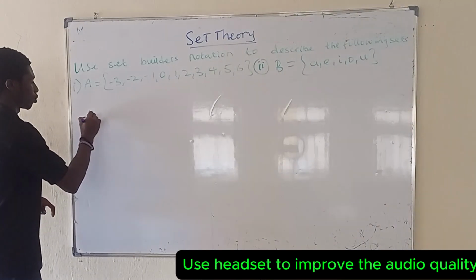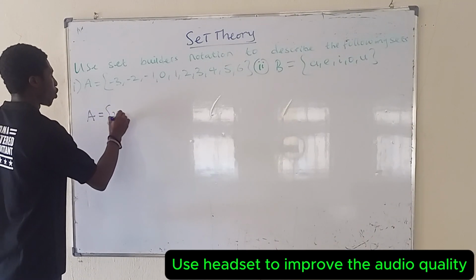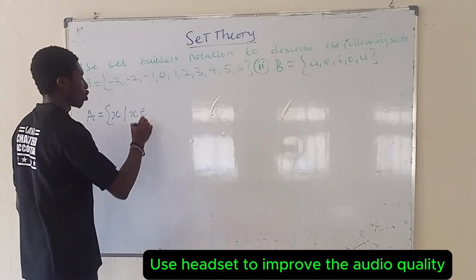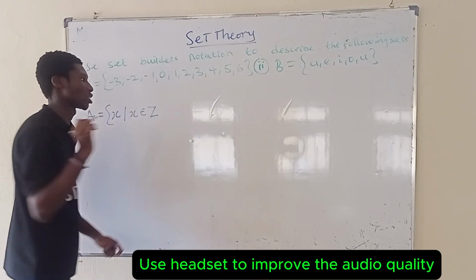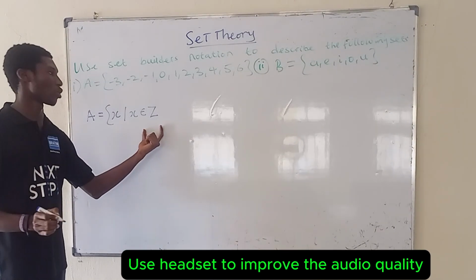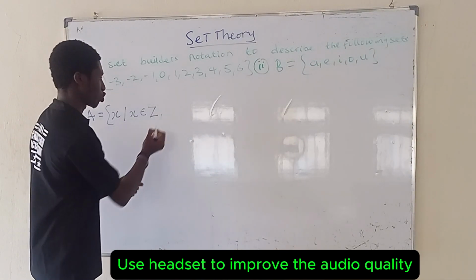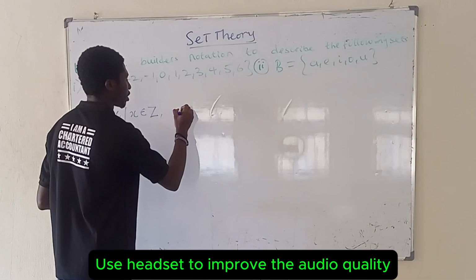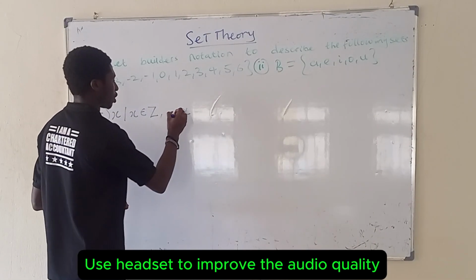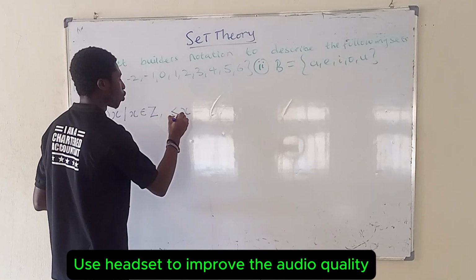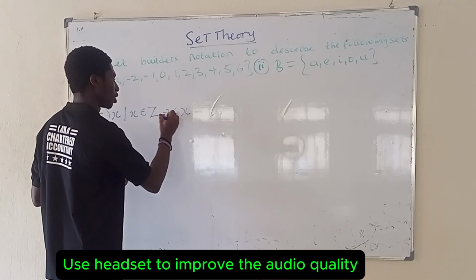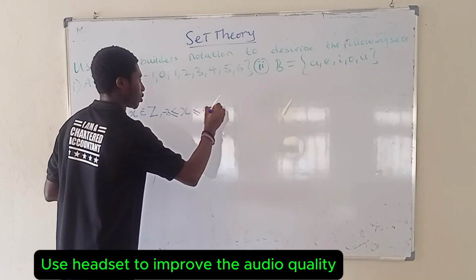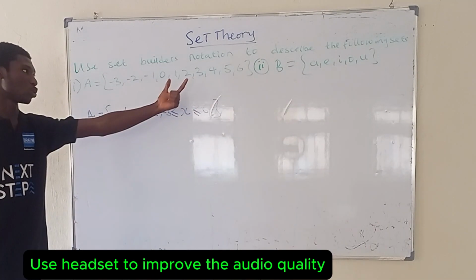Now, A will be equal to a set of all x, such that x is an element of what? Integers. Finally, we have gotten the first step correct. Where this comma will just signify where x will be what? Greater than or equal to what? Negative 3. And less than or equal to what? 6. This will be the answer to the first one.